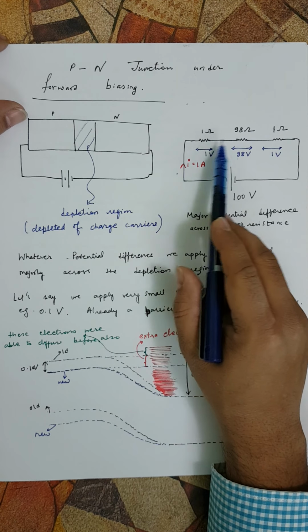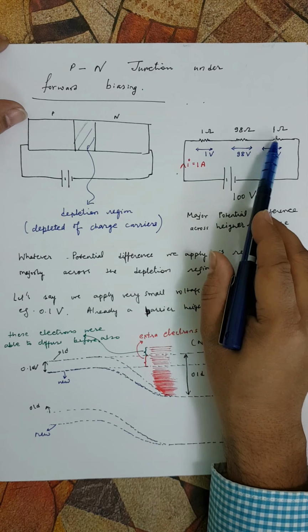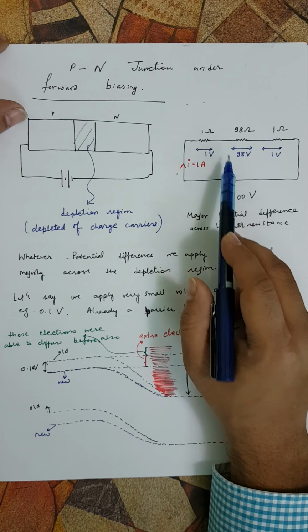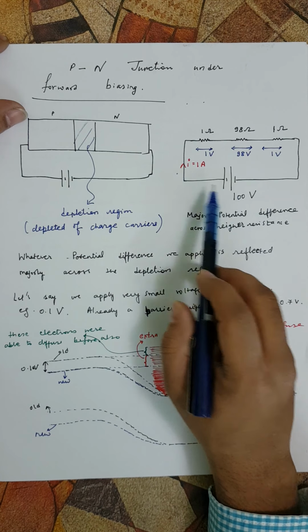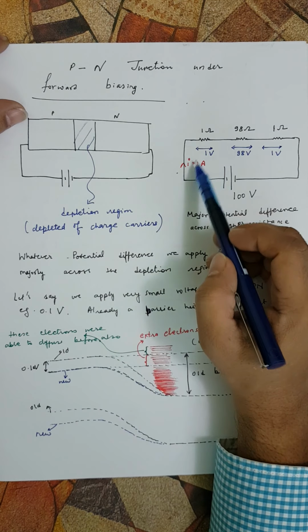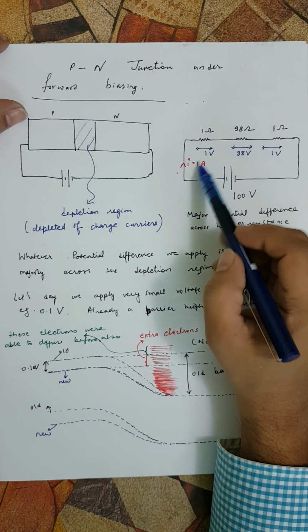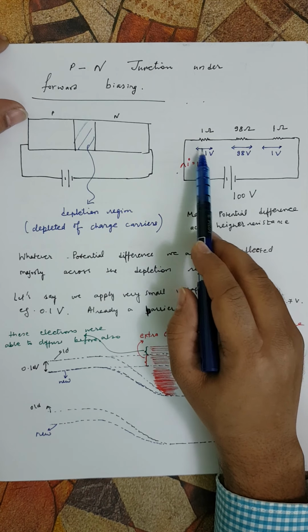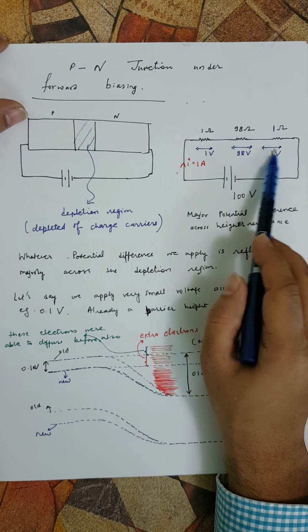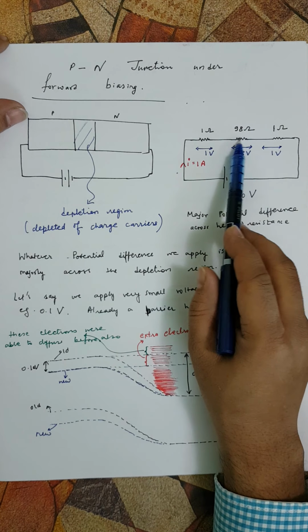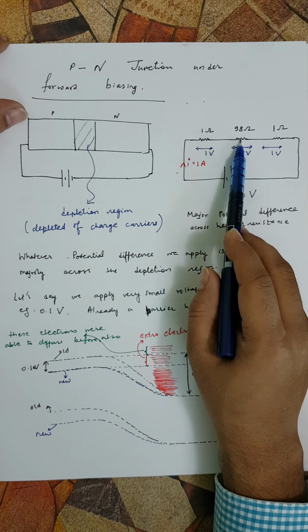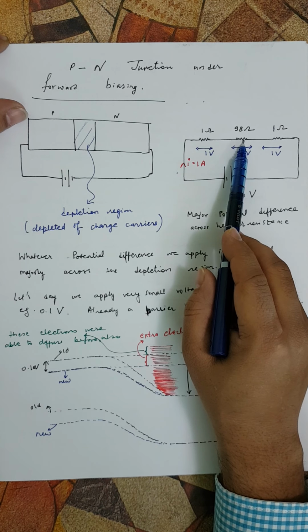Let's say we have three resistances: 1 ohm, 98 ohm, 1 ohm. All three in series, so equivalent is 100. The current will be 1 ampere because the EMF is also 100. So I into R is the potential drop, so 1 into 1, 98 into 1, and 1 into 1. So we can say that 1 volt is dropped here, 98 volt is dropped here, and 1 volt is dropped here. So when these resistances are in series, the maximum potential drop gets reflected across this high resistance.